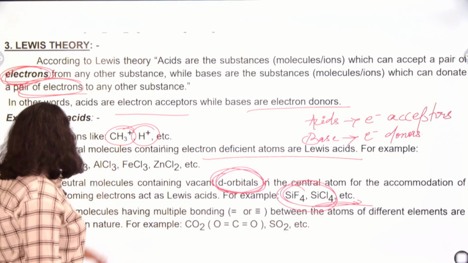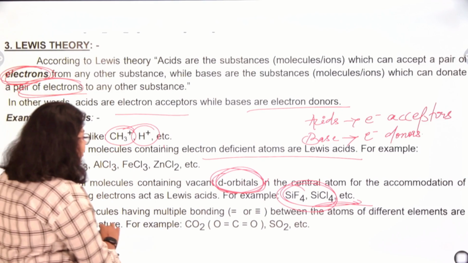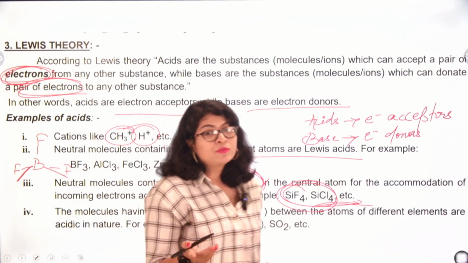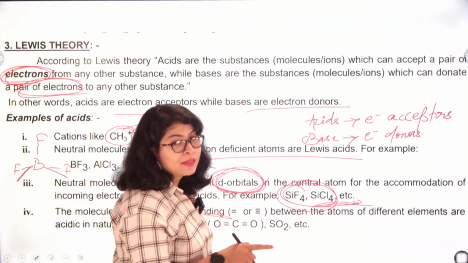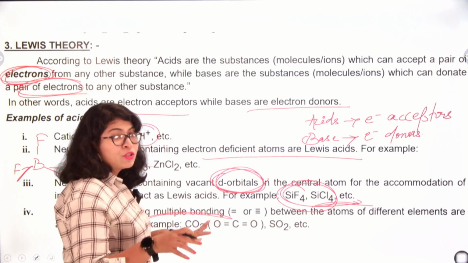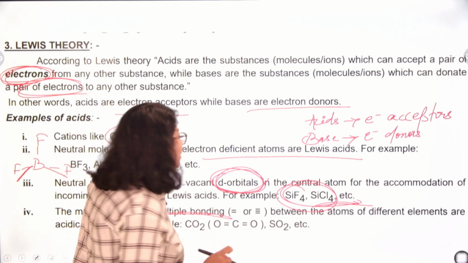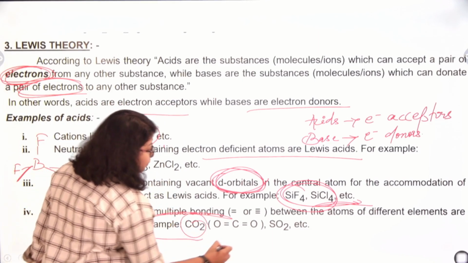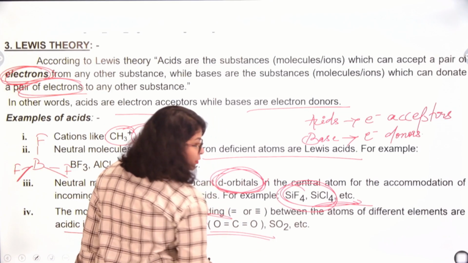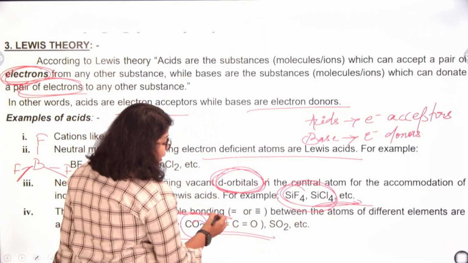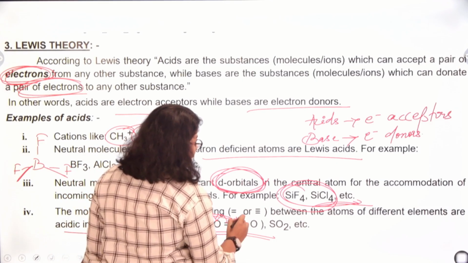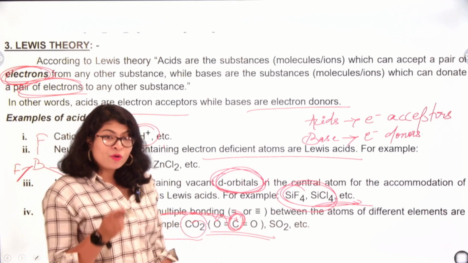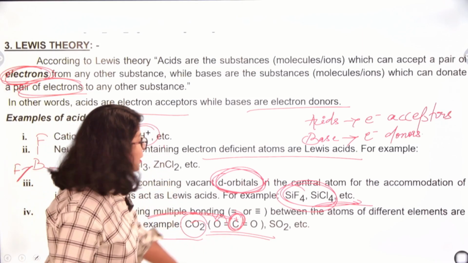Next are the molecules having multiple bonding. Multiple bonding means pi bonds, and pi bonds are weaker bonds which can easily break. Therefore, they fall under the category of substances which can accept electrons, between atoms of different elements, and are acidic in nature. For example, CO2: there is a double bond between carbon and oxygen. The double bond will break off as O negative and carbon plus. Now the carbon plus has a tendency to take up electrons because it is positive. Therefore, it acts as a Lewis acid. Similarly, SO2 also.